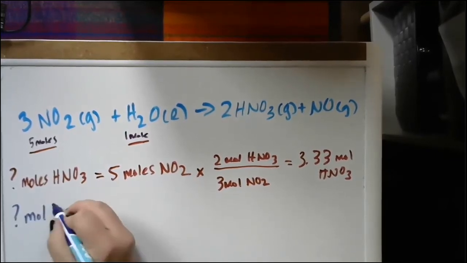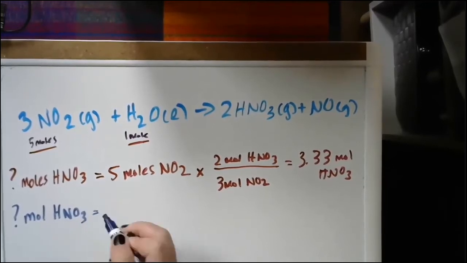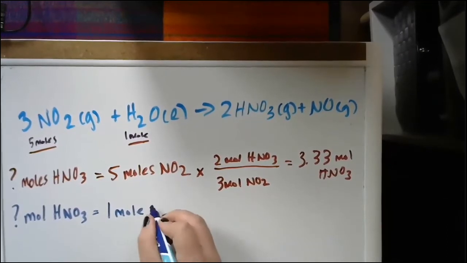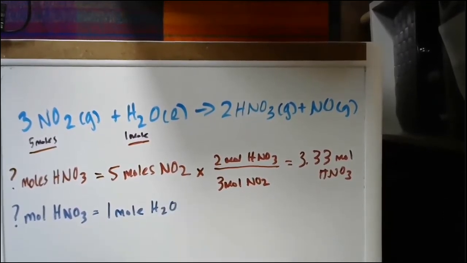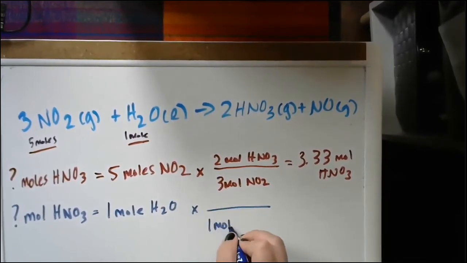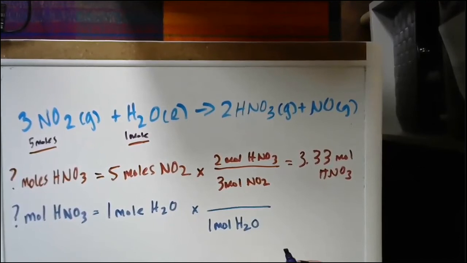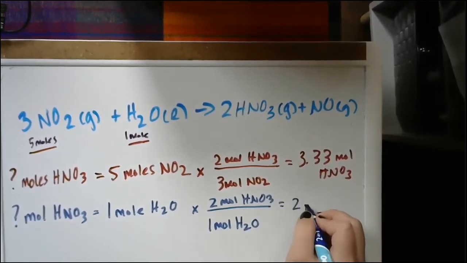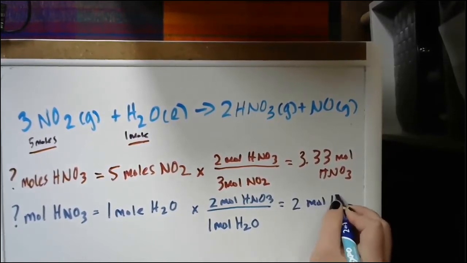So how many moles of HNO3 can I produce from 1 mole of H2O? Well, for every 1 mole of H2O, I can produce 2 moles of HNO3. Okay, so I can look here and say, well, that means that I can make, there we go. All right, now at this point, I know 2 things.